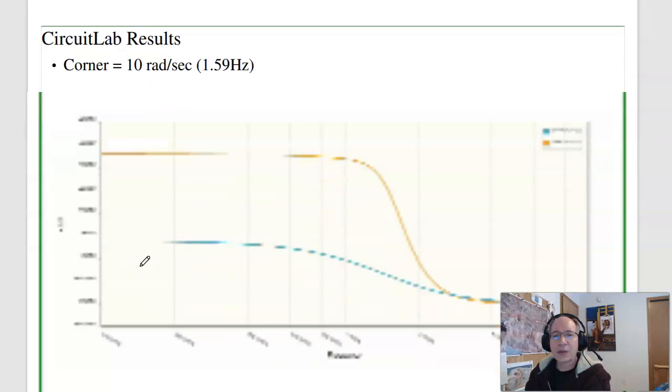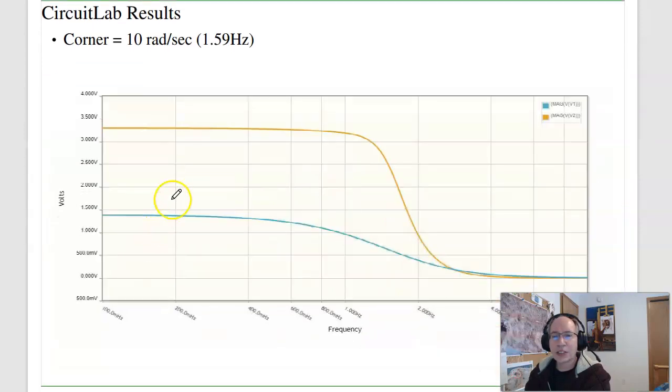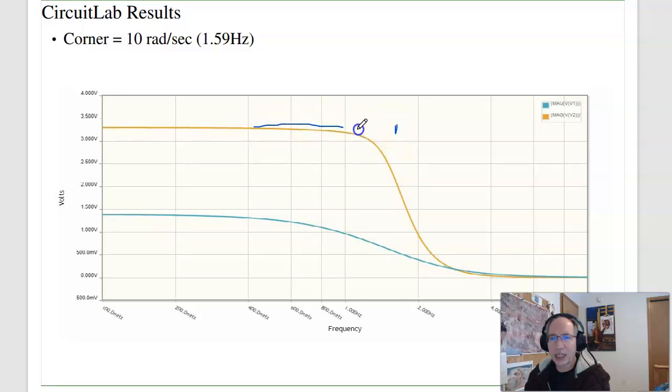If you throw that circuit in Circuit Lab and then sweep the gain versus frequency, this is what you see. Again, the gain is fairly flat because this is a corner at 10 readings per second. That's what it was. 10 readings per second is 1.6 hertz, which is why I was confused. 1.6 hertz is about here. So the gain is fairly flat out to the corner frequency, 1.6 hertz, or 10 readings per second.